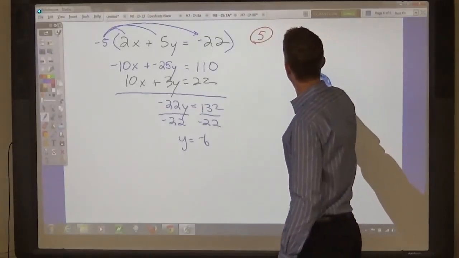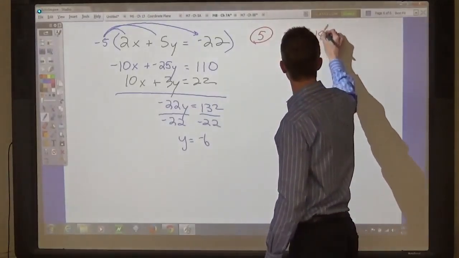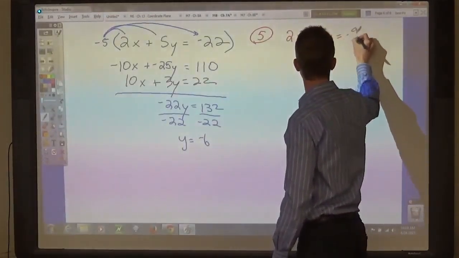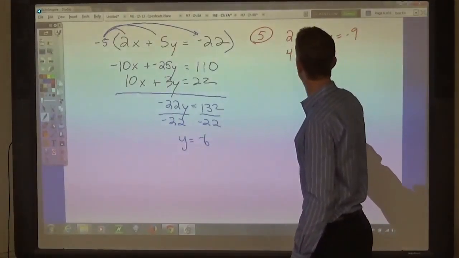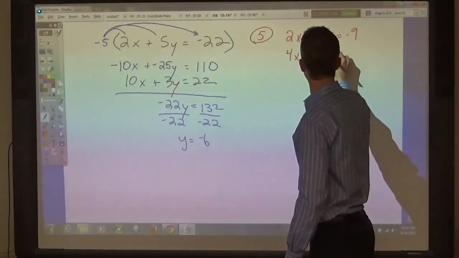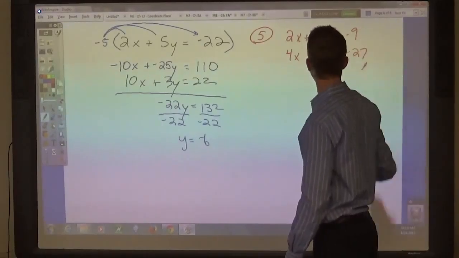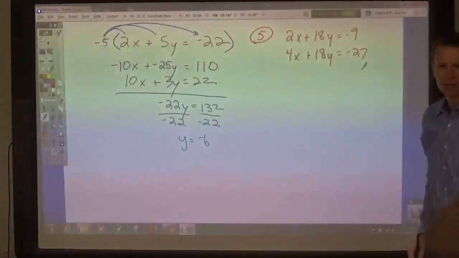Somebody read me the equations. 2x plus 18y equals negative 9. And 4x plus 18y equals negative 27. Now what?